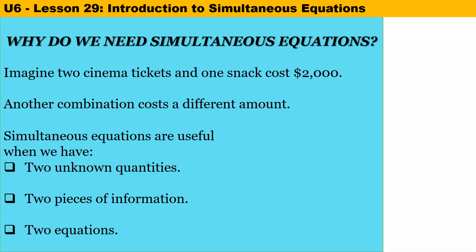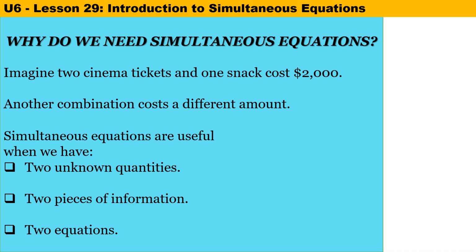Why do we need simultaneous equation? Imagine you go to the movie theater and you bought your movie ticket and also a snack, and both of them come together, you pay $2,000. You would like to know how much you pay for the ticket and how much the snack actually cost.